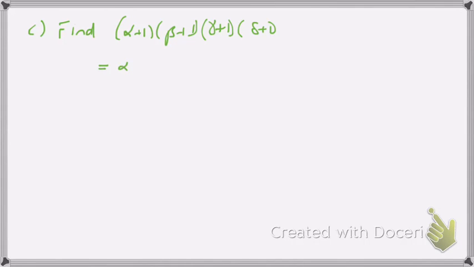So I get alpha. Oh, this is actually going to be worse than I thought it was going to be. Alpha beta plus beta plus 1 times gamma delta plus... no, actually, no, it's not that bad. Sorry, I'm going to start again.